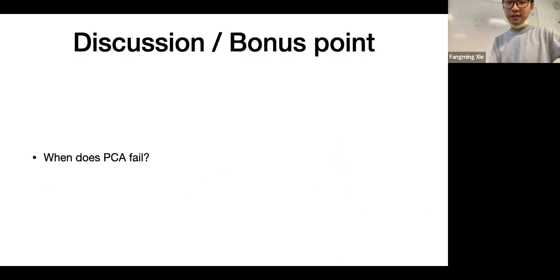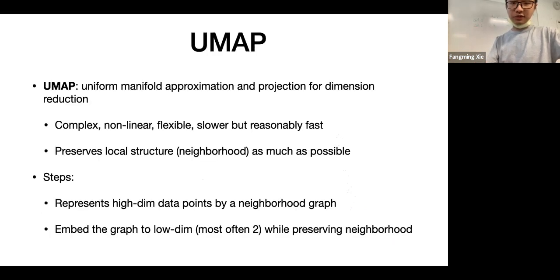So that's for PCA, but let's move on to another technique called UMAP. UMAP is a much more complex thing than PCA. PCA is just a linear rotation. But UMAP, what it does, it first represents high dimensional data points by a neighborhood graph. So it first captures, for each point, who your neighbors are. And then it projects it down to 2 dimensions while keeping the neighborhood structure as much as possible.